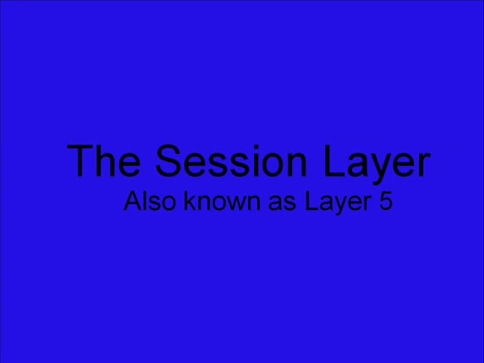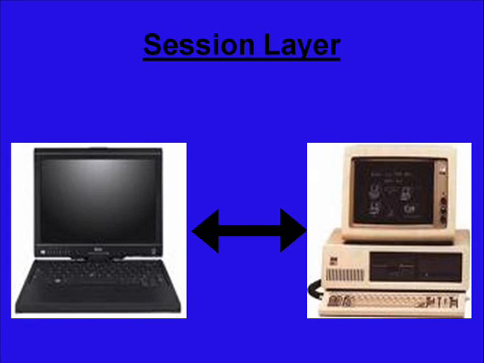After layer 4 is layer 5, or the session layer. This layer establishes, manages, and terminates connections, also known as sessions, between two network addressable units. This allows them to communicate with each other constantly without having to find each other every time one sends data to the other, but terminates the session when it is done.